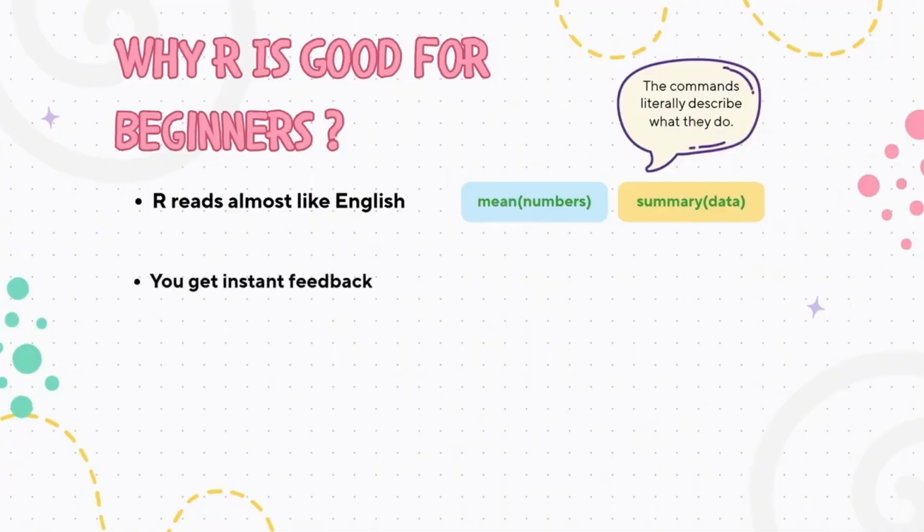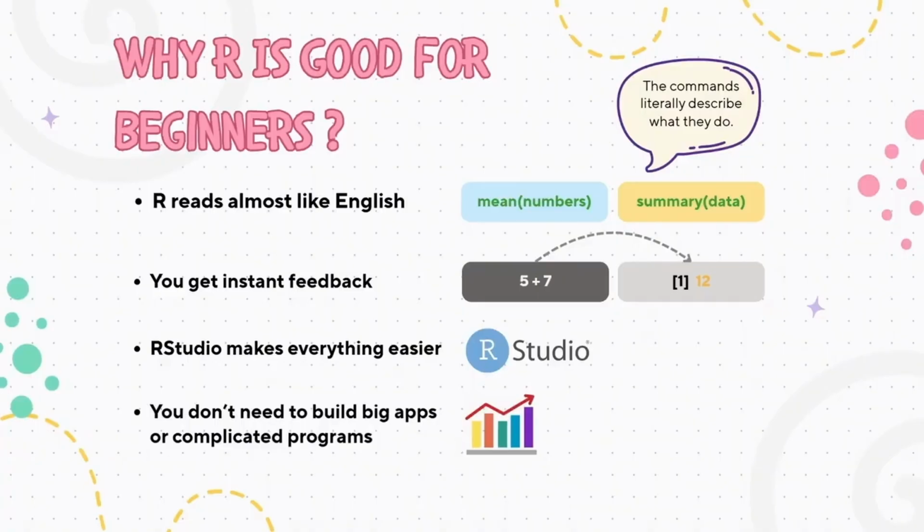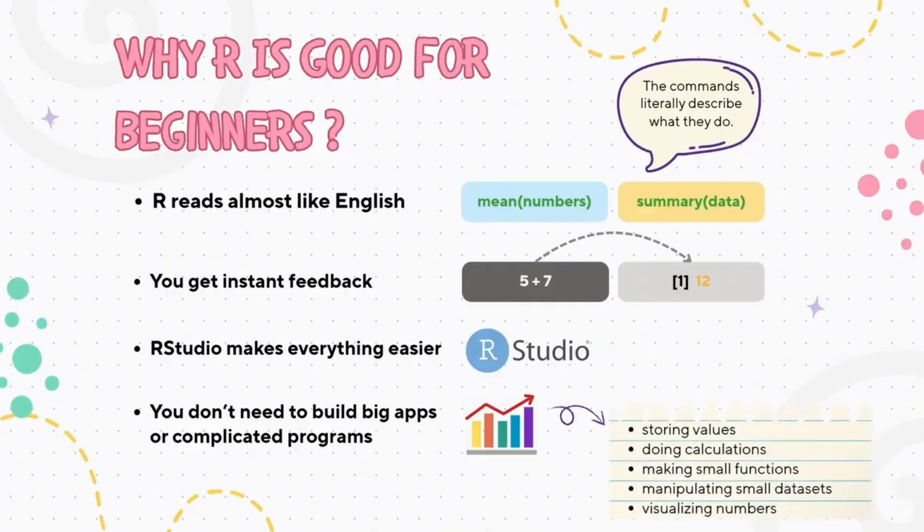Next, you get instant feedback. You type something into the R console or the R script, and R prints the results immediately. You understand what happened, and it's a great learning loop. Next, RStudio. RStudio makes everything easier. RStudio is the editor that we'll be using, which gives you buttons, panels, tabs, and help menus that make learning less overwhelming. And the next and final reason as to why R is good for beginners is that inside R, you don't need to build big apps or complicated programs. You can start with simple tasks and scale your way up. You can start with tasks such as storing values inside variables, doing calculations, making small functions, and manipulating small datasets and visualizing that data with the help of charts.